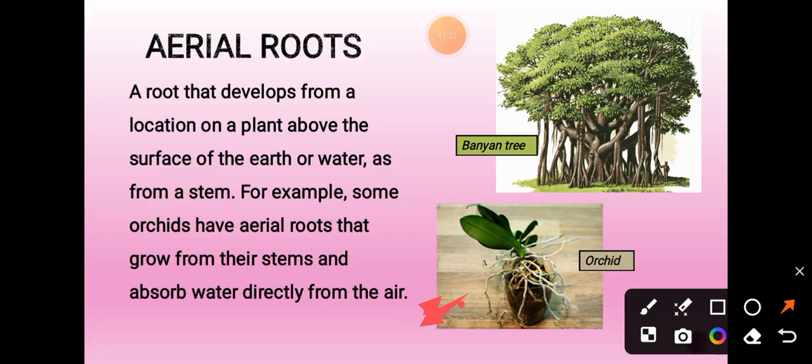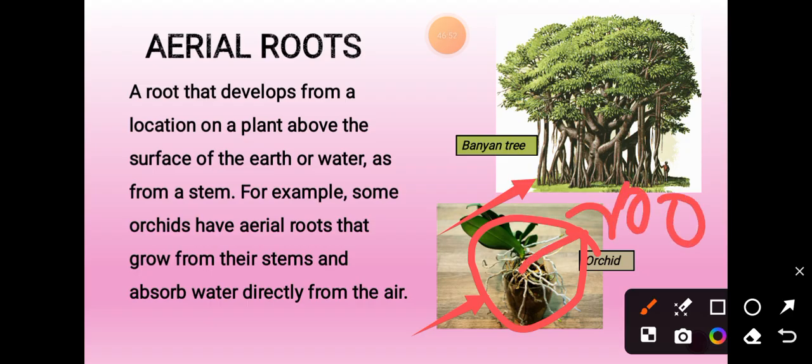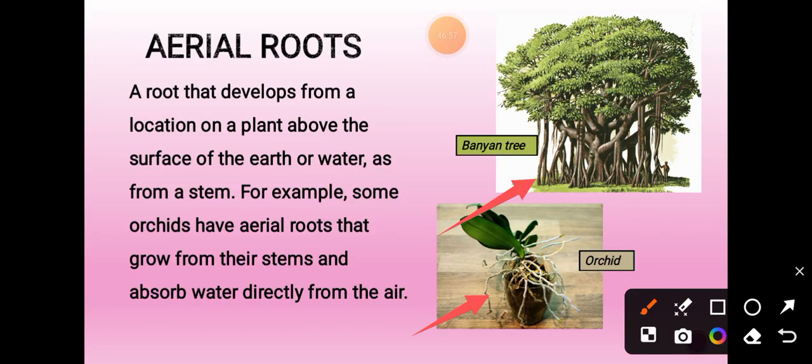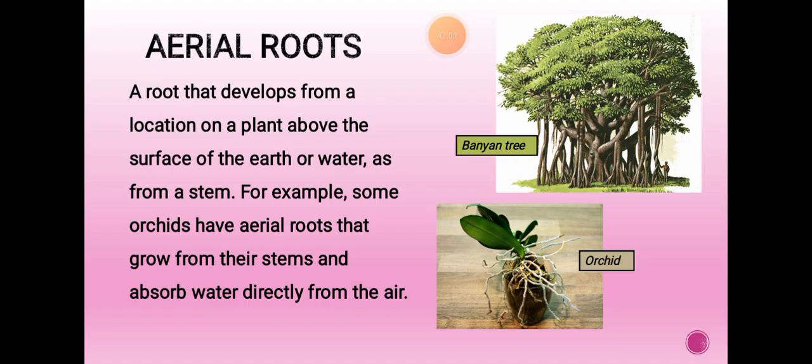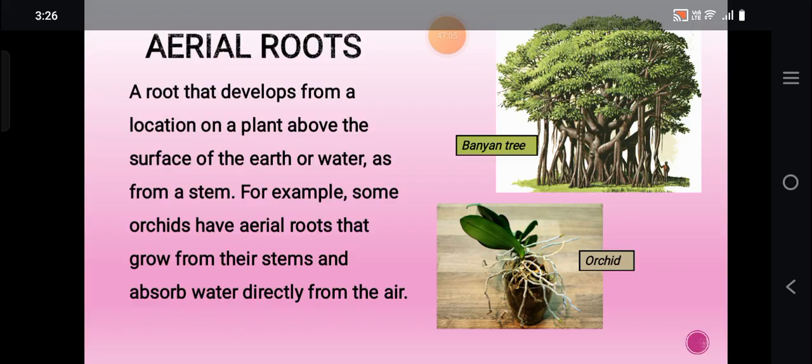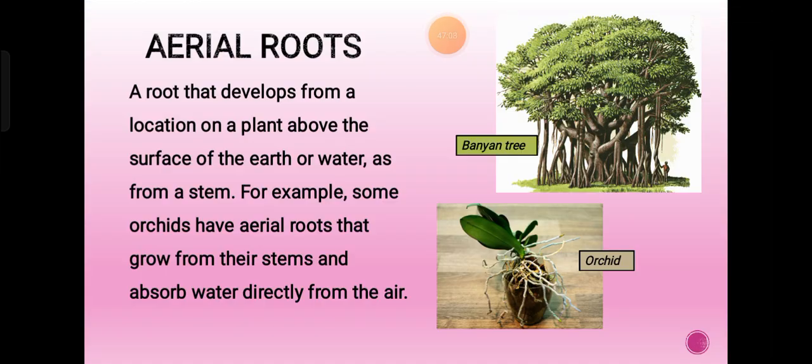You guys can see this and this. Got it? These are the examples. This one and this one. These two are the examples of that. In the second image, you can see this orchid. These are the roots of this orchid, which actually grow above the tree, in the stem, and they take their water directly from the air.